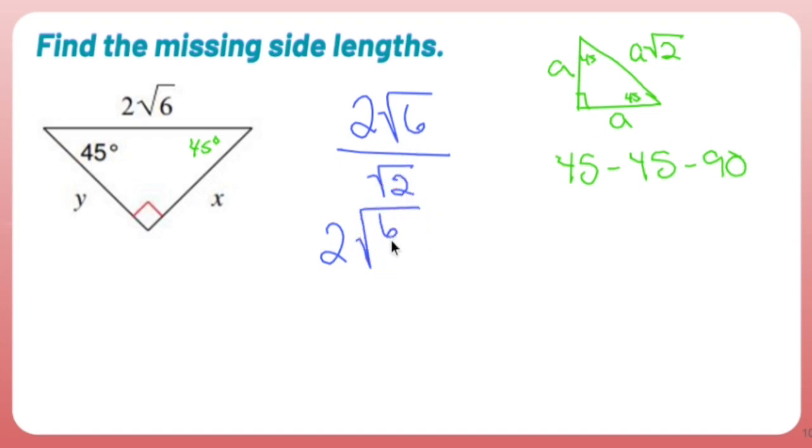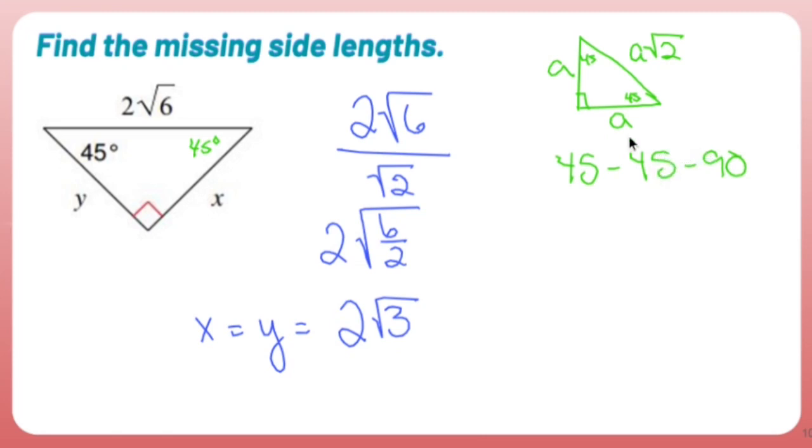So you get 6 divided by 2 inside the square root. Last time I checked, 6 divided by 2 is 3, so the answer is 2 times the square root of 3. And so my X and my Y are both going to be 2 times the square root of 3.